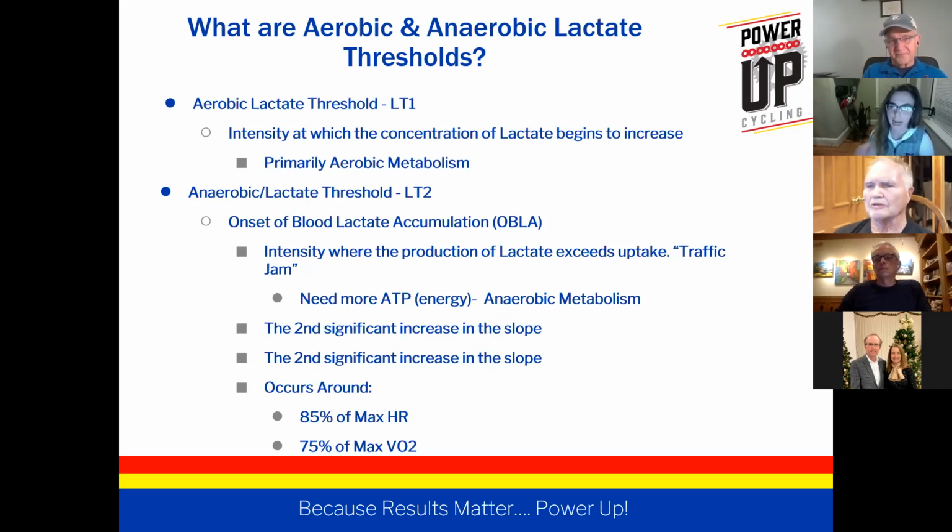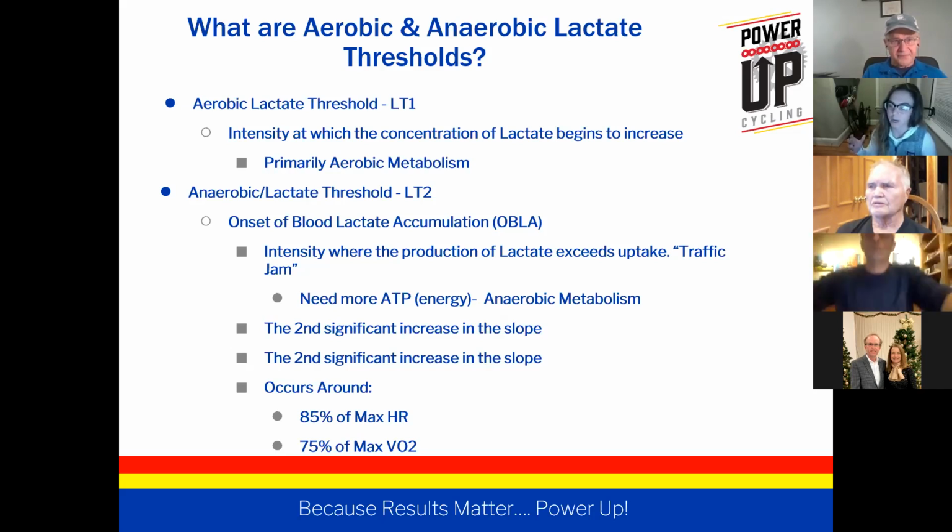When we get into higher intensities, we will reach what's called an anaerobic lactate threshold, LT2. Another term is the onset of blood lactate accumulation, OBLA. It's basically the intensity where the production of lactate exceeds the uptake. Think of it as a traffic jam. You have all of this lactate trying to get to the liver to convert back into glycogen, and your body can only do that so quickly.